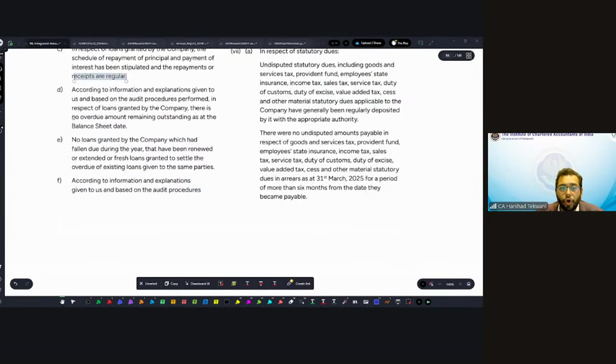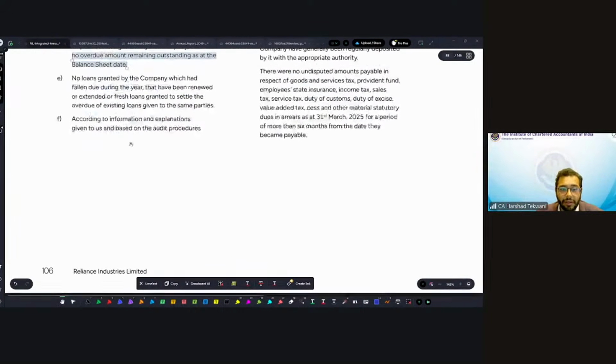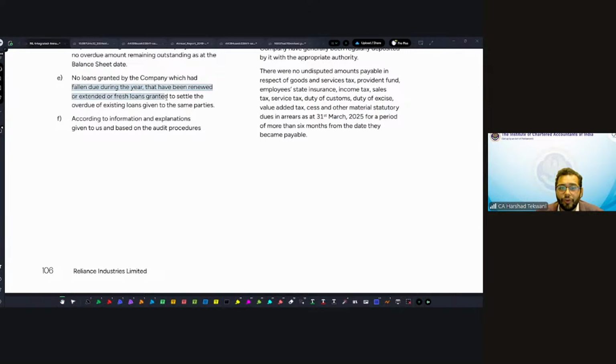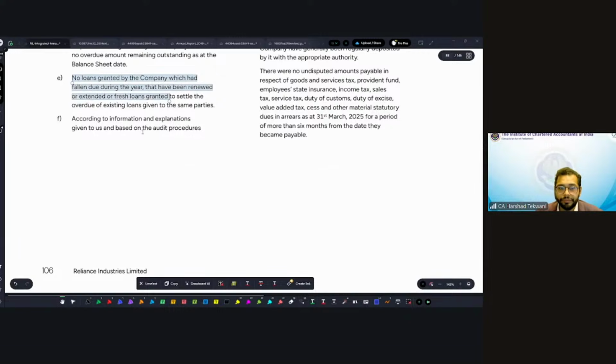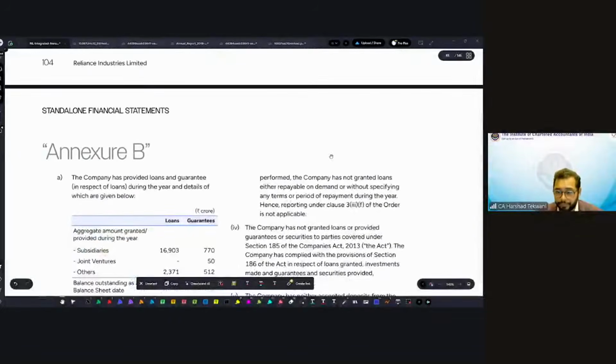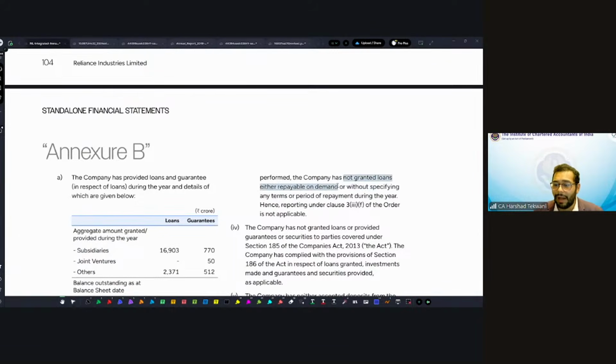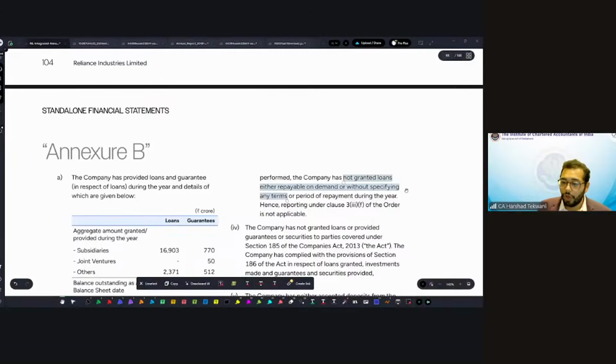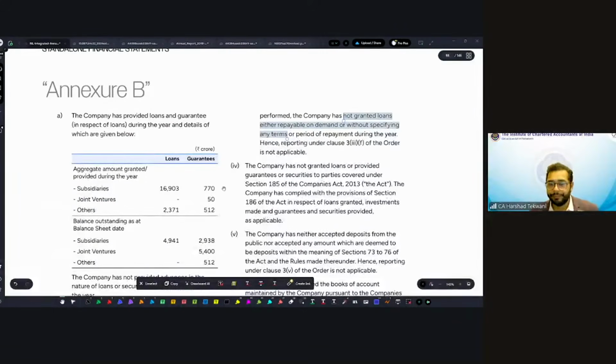Fourth, no overdue amount remains outstanding at the balance sheet date. Fifth, loans fallen due during the year that have been renewed or extended or fresh loans granted to settle them. So no loans were granted by evergreening. And sixth, no loans have been granted repayable on demand or without specifying any terms. So every loan has been granted with a repayment schedule. So this is how the reporting is done.